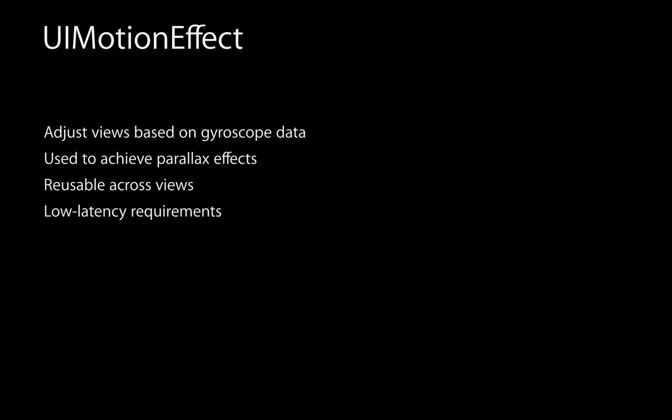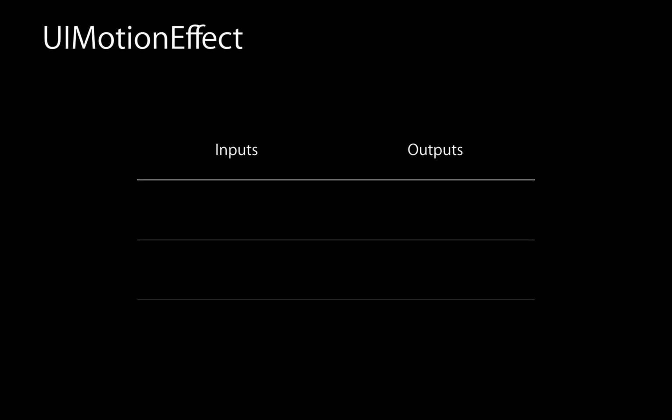So again, we're going to show how this is also immutability, once again by considering the inputs and outputs of the motion effect process. Motion effects take a device pose, which is simply a description of the device's orientation in space, and return a relative offset for each key path that we want to change.